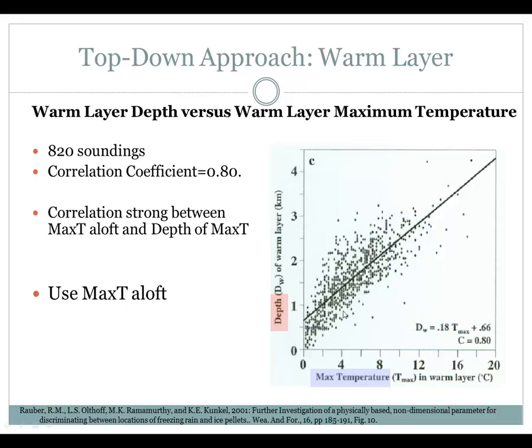So recall back to the top-down methodology that the maximum warm layer or maximum wet bulb temperature is assessed because of this relationship. It's simplified and we just use that max TW aloft or max temperature aloft because of the relationship between the depth of the warm layer and the maximum temperature in the warm layer and the correlation coefficient of 0.8. Now that doesn't describe all warm layers, correct? This relationship here describes some of them, right? The correlation coefficient isn't 1.